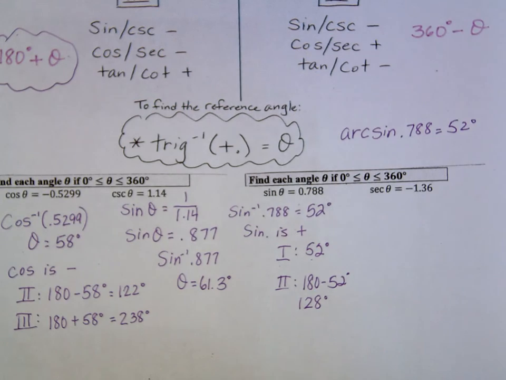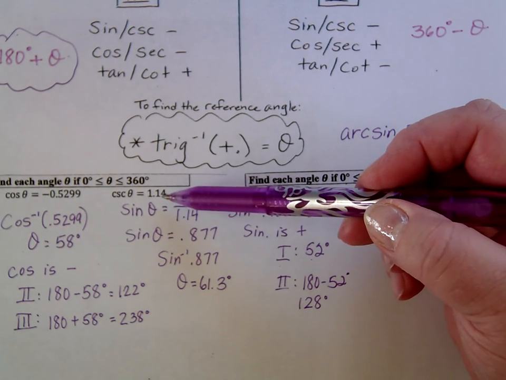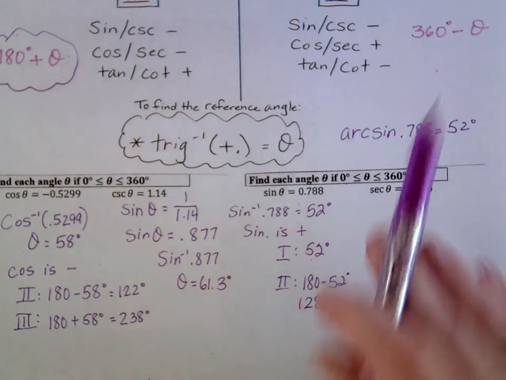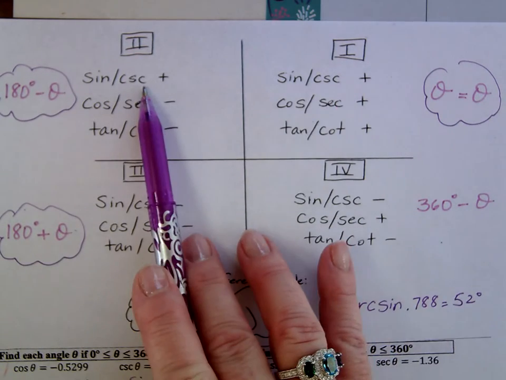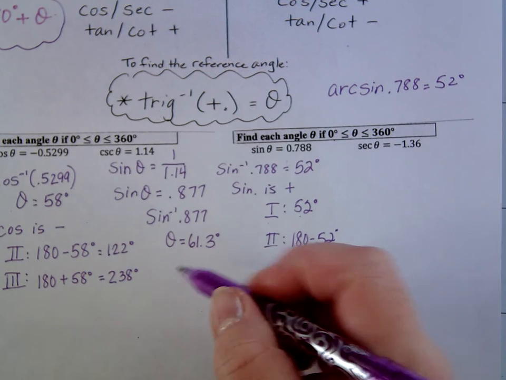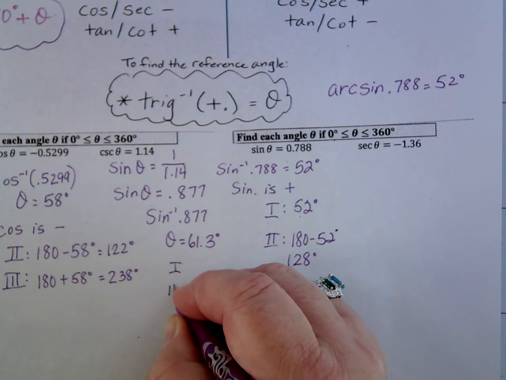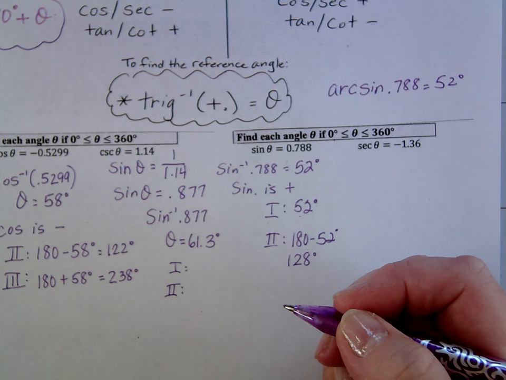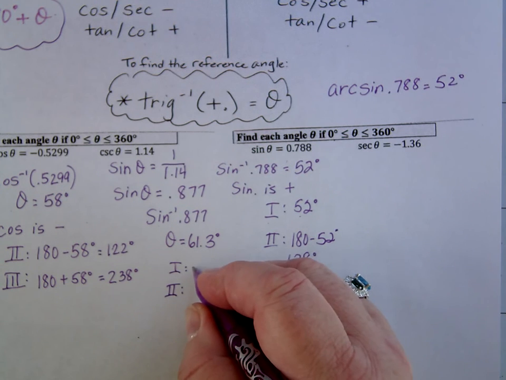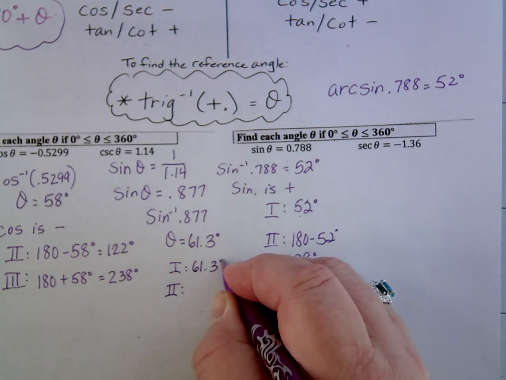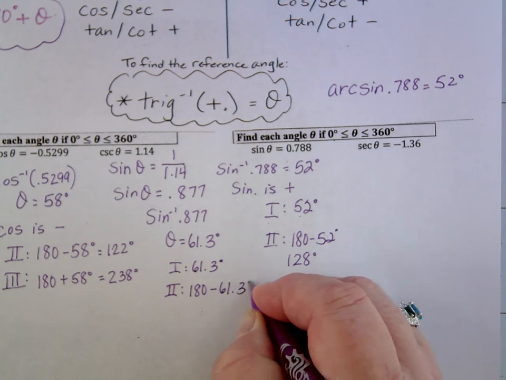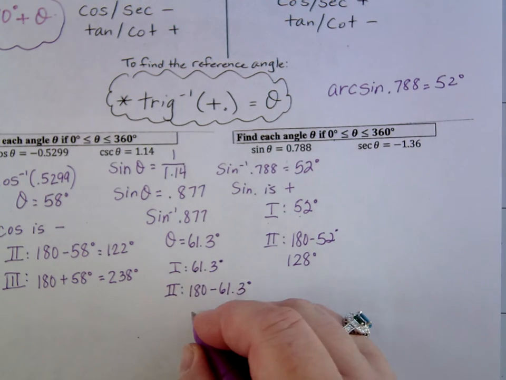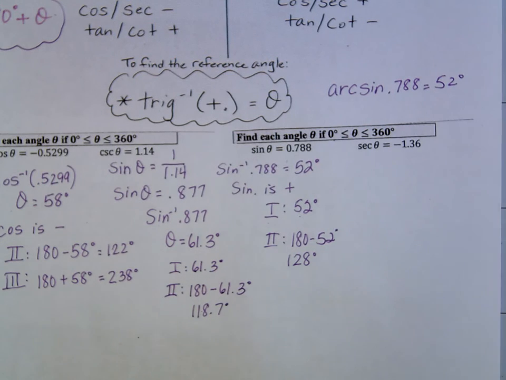Go back to the original thing. You want to know where cosecant is positive. So go to your top. Cosecant is positive in the first quadrant, and cosecant is positive in the second. So I'm going to put my 61.3 degree angle in the first quadrant and in the second quadrant. In the first quadrant, the rule is keep it exactly what it is, 61.3 degrees. In the second quadrant, you take 180 and subtract 61.3 degrees. And if you do that, you get 118.7 degrees. So there's your two answers.